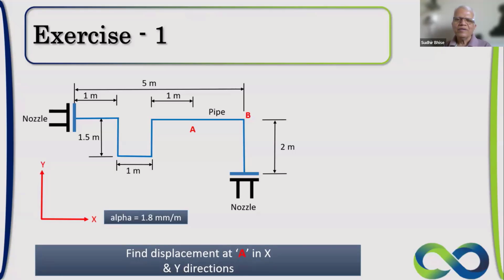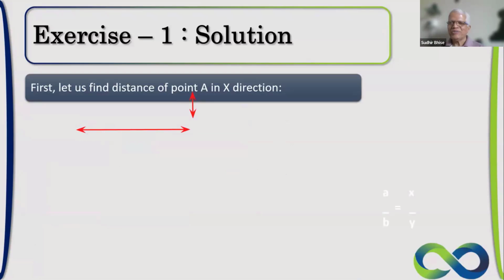So considering the previous two rules of axial direction expansion and lateral direction expansion, we have to find out the displacement at the point of interest, point A. We have to find out the axial and lateral displacement at point A. Okay, so let us see.